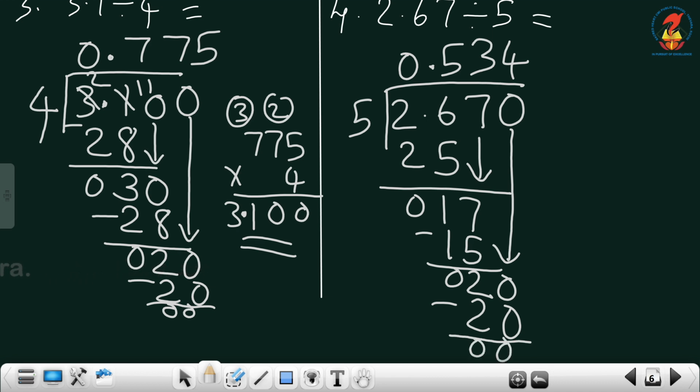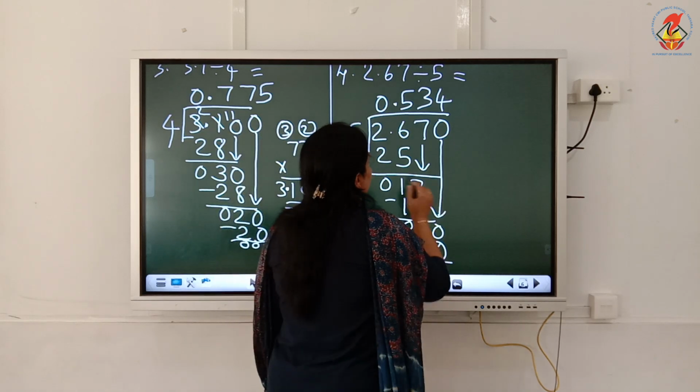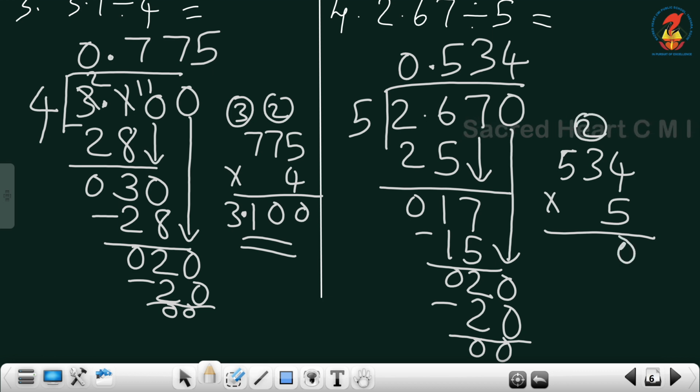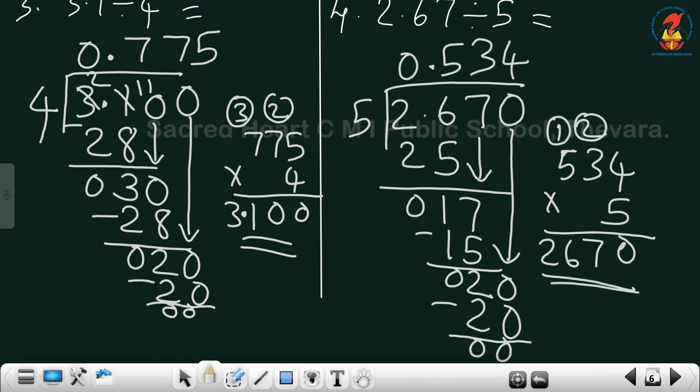See this? And shall we check? 0.534. No need to consider the decimal point for the multiplication, so we can take it as a whole number. 5 4s are 20 and 5 3s are 15. 15 plus 2 is 17, 1 carried, and 5 5s are 25 plus 1 is 26. And how many decimal places do I need to put? Here we have 3 decimal places, so we need to put 3 here also. So we got the same answer. That's why your answer is correct.